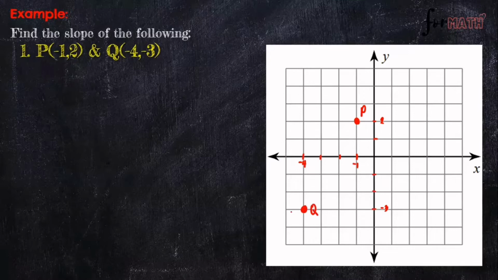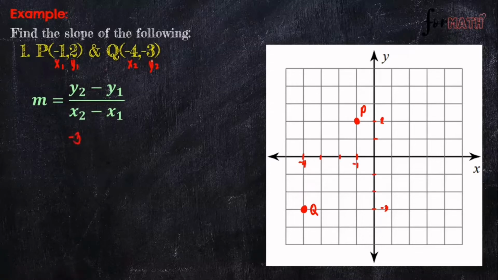As you can see, makita mo naman yung itsura ng line natin dito. Kung kino-connect mo yung from P to Q, we can say that the slope is positive, right? So kunin natin, let's say this is your x sub 1, ito yung y sub 1, ito yung x sub 2 and y sub 2. Using the formula, let us try to get the slope. Ang y sub 2 natin ay negative 3, and then ang y sub 1 natin ay positive 2, so minus 2, all over ang x sub 2 natin ay negative 4, minus x sub 1 ay negative 1.